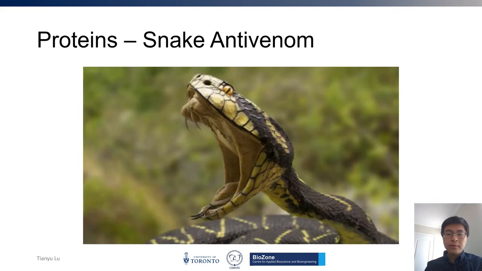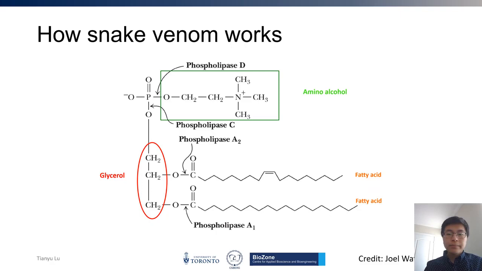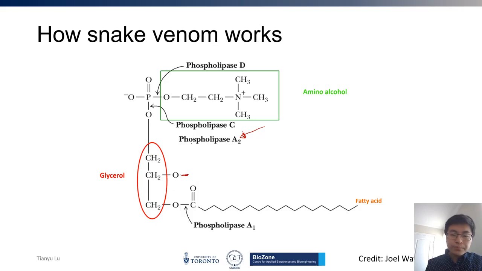Another protein is snake antivenom. It's actually an antibody that can recognize and bind to the snake venom, which is the antigen. So out of curiosity, how does snake venom work? It actually acts as a phospholipase. In particular, acts as this phospholipase here. It's actually an enzyme then, because phospholipases, they cut this carbon-oxygen bond here, breaking this away.